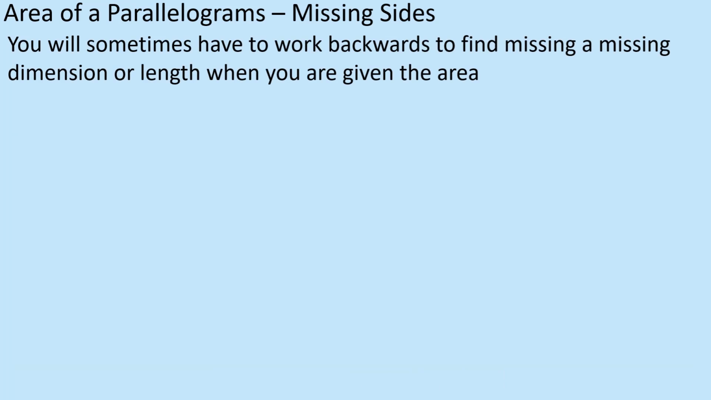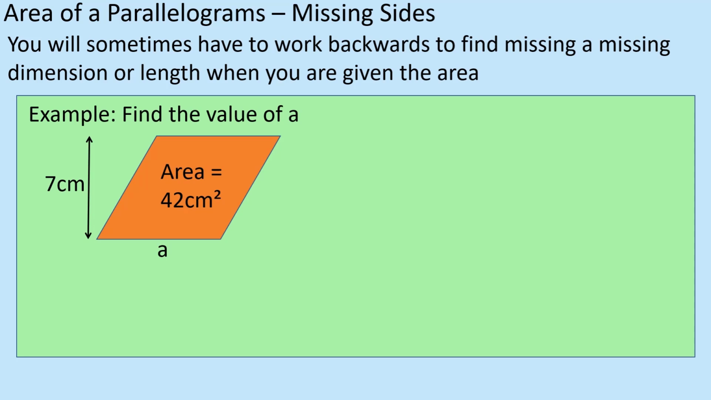So what about if you're working backwards? Maybe you're missing a side, but maybe I'll give you the area first of all. So here you go. Find the value of A, which is the value at the bottom, if you're given the area of 42. Well, it's hopefully relatively straightforward, because you now know that it's this times this that gives you this, or working backwards, or the inverse, I'm going to do 42 divided by 7, which is just going to give me this.